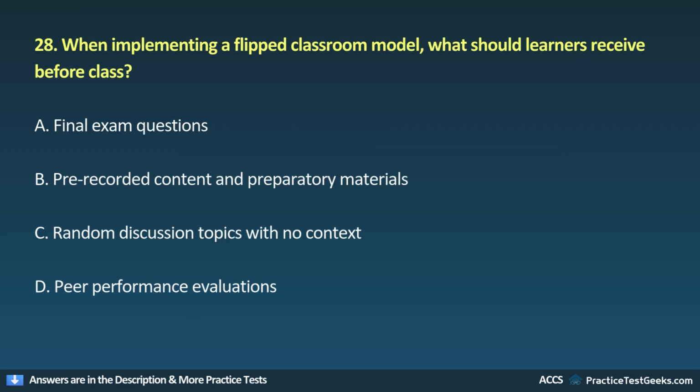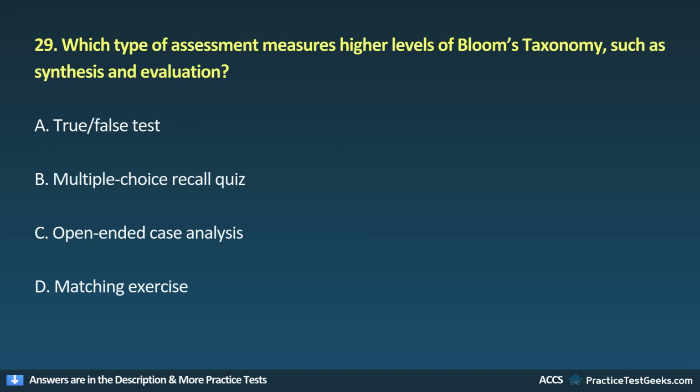28. When implementing a flipped classroom model, what should learners receive before class? A. Final exam questions. B. Pre-recorded content and preparatory materials. C. Random discussion topics with no context. D. Peer performance evaluations.